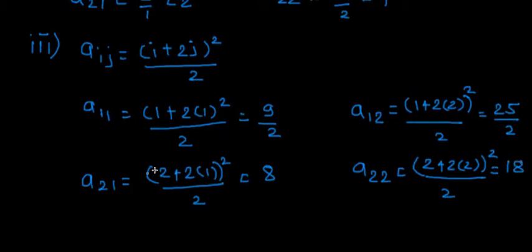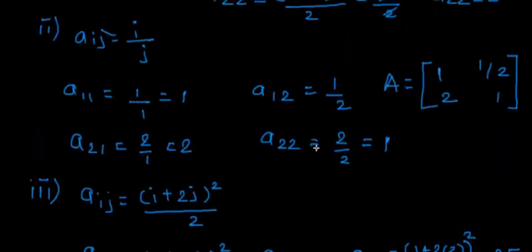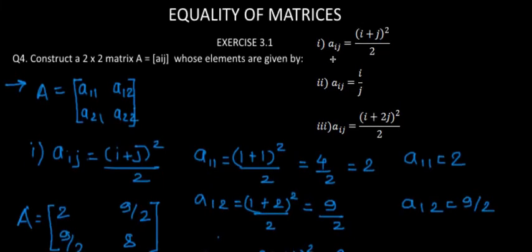Okay, so let's write the matrix. The matrix will be 9 by 2, 25 by 2, 8 and 18. So that was the solution for this question, that is question number 4. I hope you have understood this question.